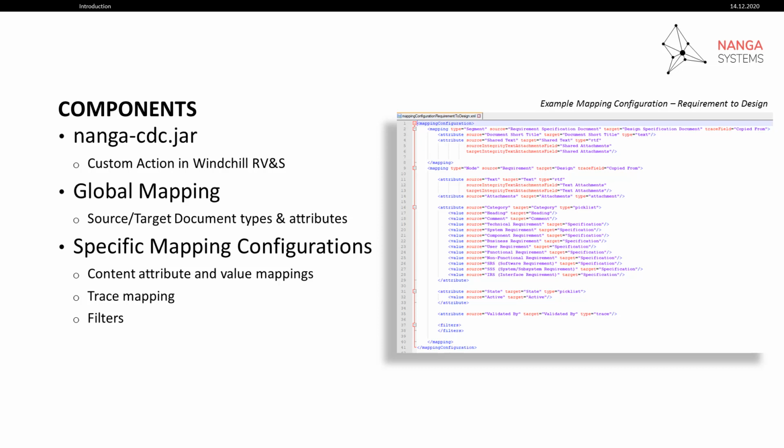NANGA Cross-Domain Copy is a client-side function and is comprised of the application, a jar file that can be configured as a custom action in the Windchill RV&S UI, and two types of mapping file in XML format that can be customized to fit your specific use cases. A global mapping file is configured with the attributes of the source and target document types, and then one or more mapping configurations for each source-target document combination are configured with the specific attribute and value mappings for the content, and specifying any filters to be applied to the copy process.